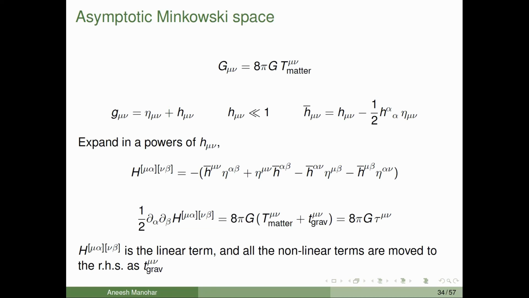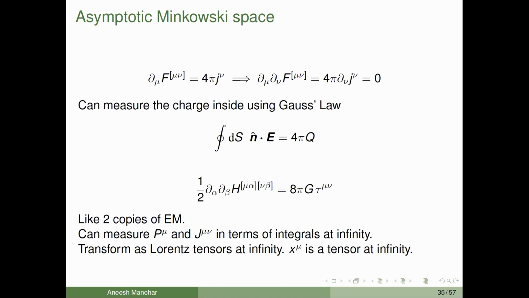Now this object is conserved, similar to the way the electromagnetic current is conserved: the divergence of F mu nu is J nu. That's Maxwell's equations. If I take another derivative, because F mu nu is antisymmetric and partial derivatives commute, the left-hand side is 0, which leads to current conservation. And from this, because there's a divergence, you can use Gauss's law again and get the charge inside by integrating the flux of the electric field.